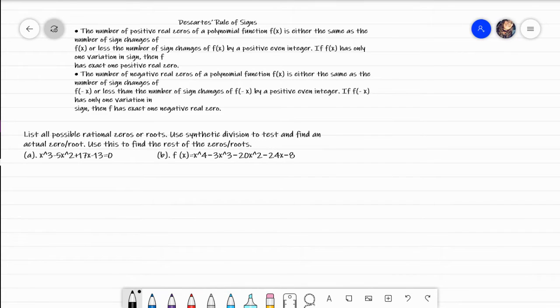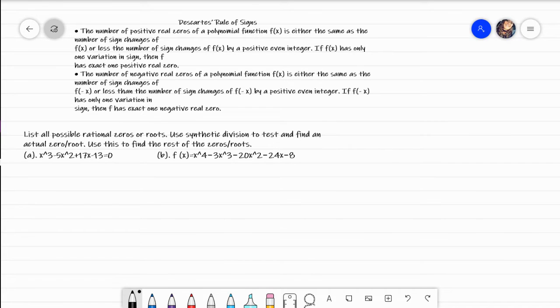Just kidding. So the other bullet here says that the number of negative real zeros of a polynomial function f of x is either the same as the number of sign changes of f of negative x, or less than the number of sign changes of f of negative x by a positive even integer. If f of negative x has only one variation in sign, then f has exactly one negative real zero.